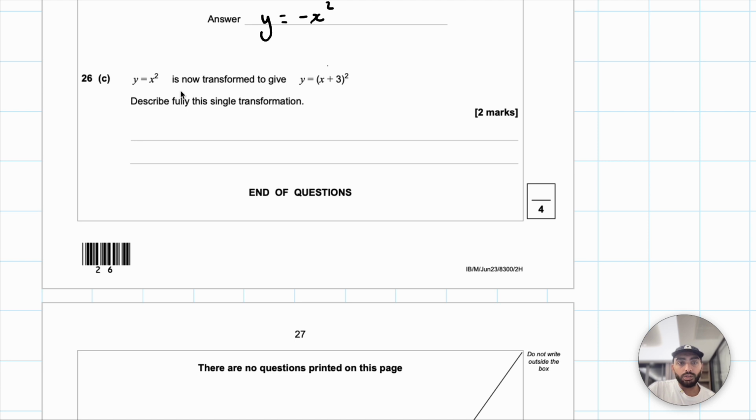Part C, y equals x squared is now transformed to give y equals x plus 3 in bracket squared. Describe fully this single transformation. If it's inside the bracket, that means it's affecting the x direction, and it's the opposite of what you're expecting. So we would expect it to move 3 to the right, but it's actually moving 3 to the left. And here we need to write it as a vector. So it's being translated, and because it's moving 3 to the left, it's going to be minus 3, and it's not moving up or down, 0.